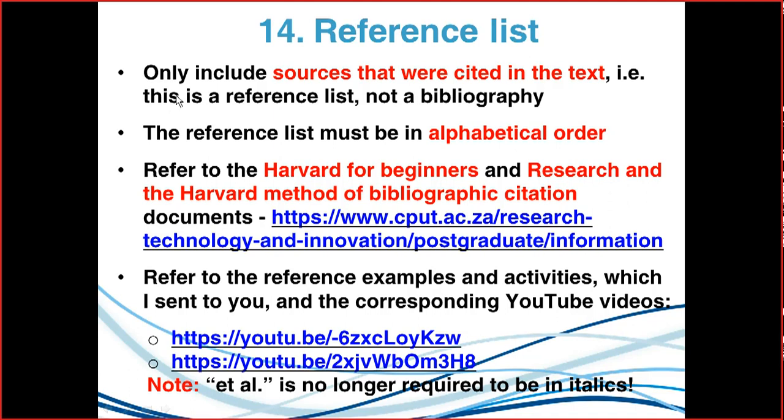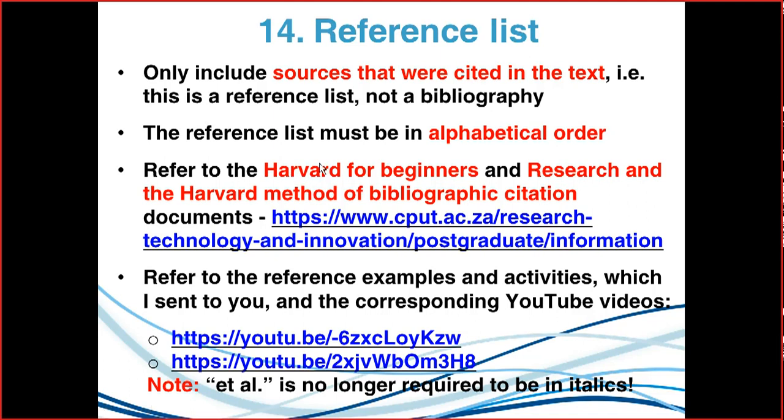The reference list is very important. Only include the sources that you cite in the text. You're not given a bibliography, so everything you reference in-text must be in your reference list. Everything in your reference list must be cited in the research proposal. The reference list is alphabetical. Research for the Harvard for Beginners. It's not called Harvard for Beginners anymore.